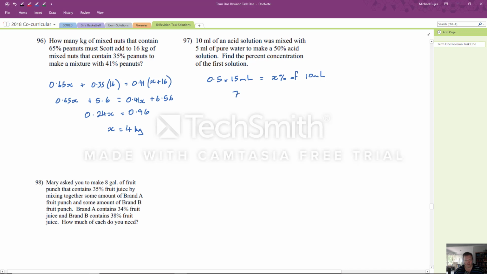So 50% of 15 mils, what was the concentration if that was 10 mils? So this is 7.5 millilitres equals x percent of 10 millilitres, dividing by 10, and we're going to have 7.5 over 10 is 3/4 equals x percent. How do I write that as a percentage? Well, that's just 75%. And you're done.